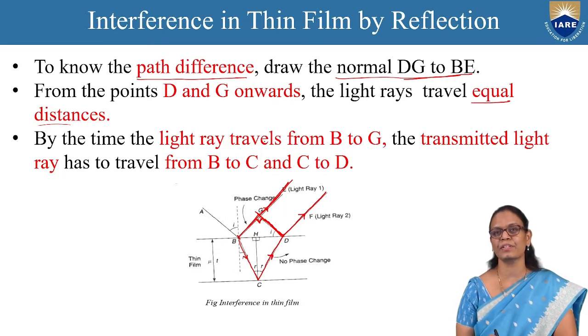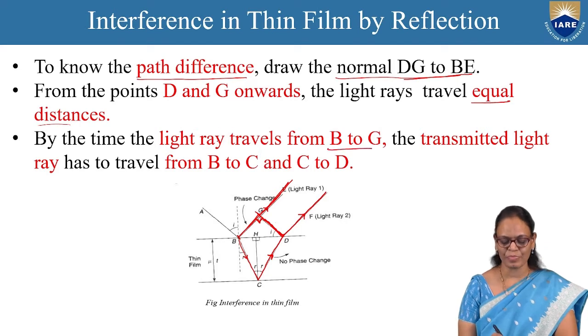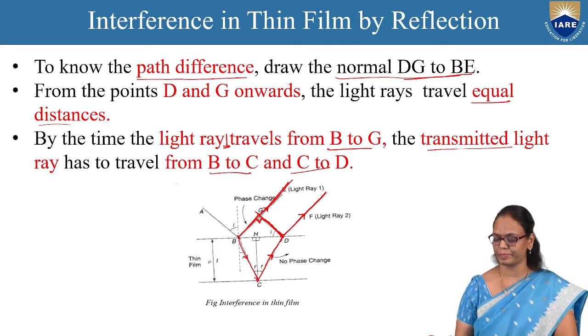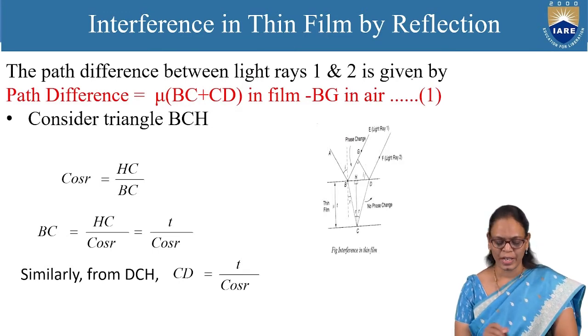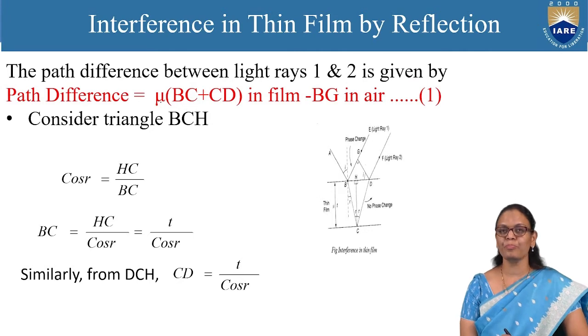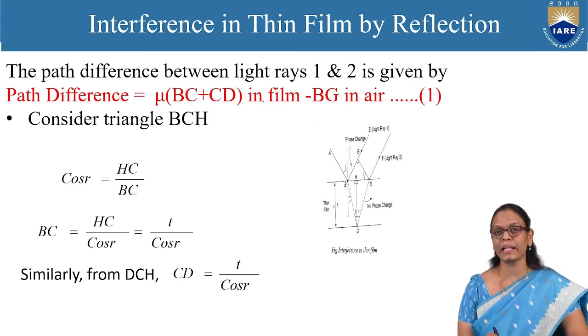By the time the light ray 1 travels from B to G, the transmitted light travels from B to C and C to D. So it is coming from B to C and then from C to D. Now the path difference between the two light rays 1 and 2 is given by mu into BC plus CD in the film minus BG in air.